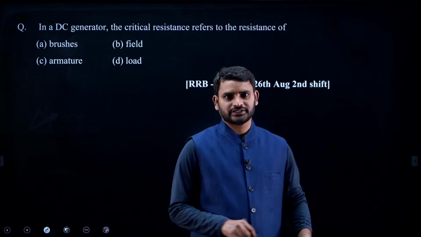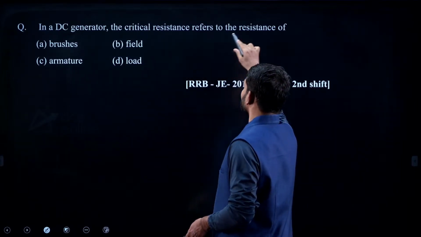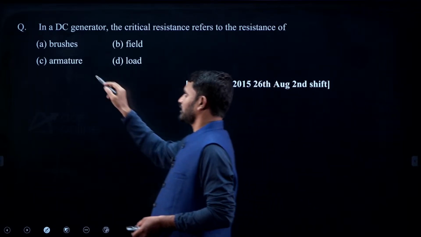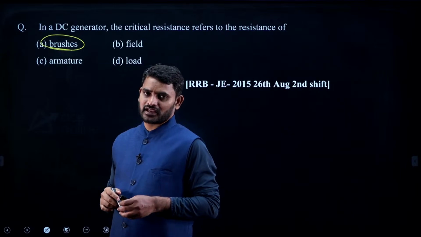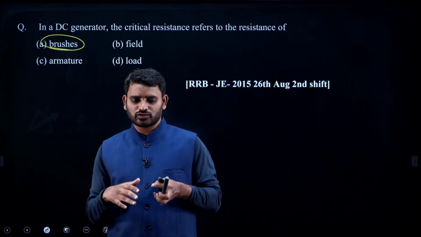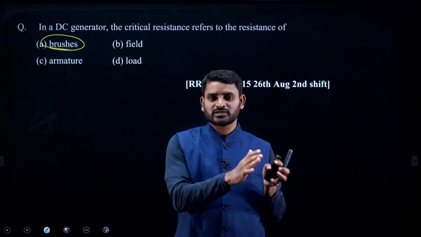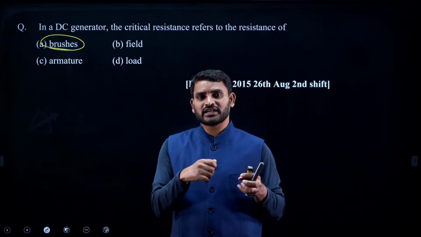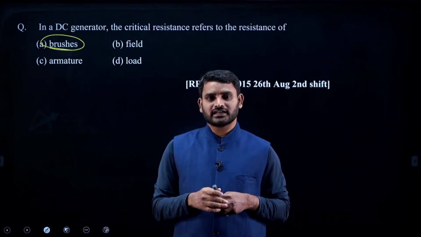Let us see one more question. In a DC generator, the critical resistance refers to the resistance of. Okay. So, here critical resistance he is speaking about. Generally, we have conditions to build up the EMF, na? There must be residual flux, right? The prime mover speed should be greater than the critical speed, and the field resistance should be less than the critical resistance.